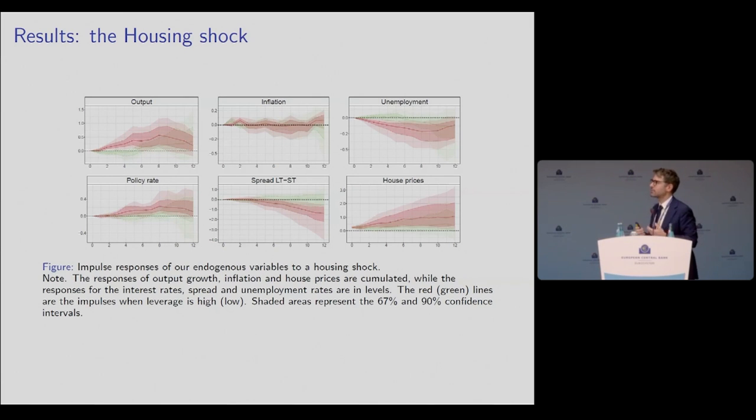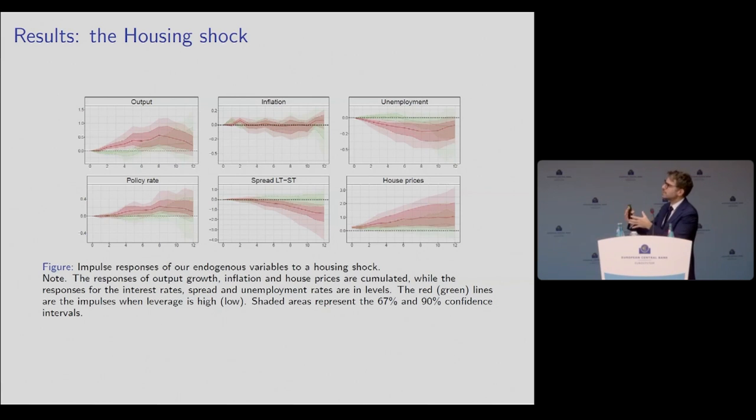So here we have the result for the housing shock. Again, it's the same house price shock that arrives in period one, and then in the period after it is propagated to the other macro and financial variables. We interpret this shock as a shock to preference, so the agents want to buy more housing. This is pretty standard in the literature.